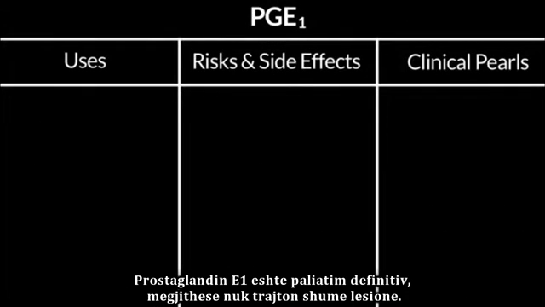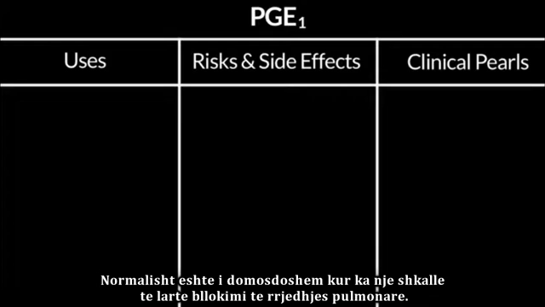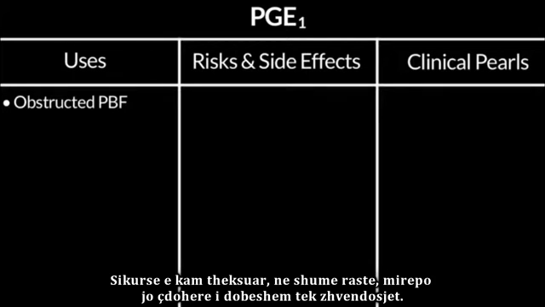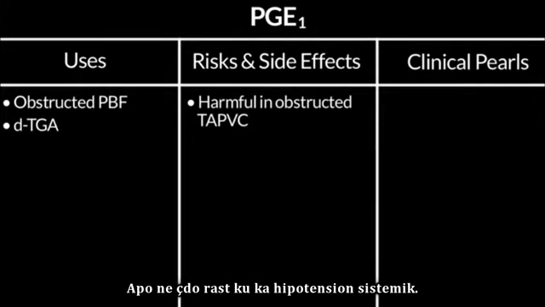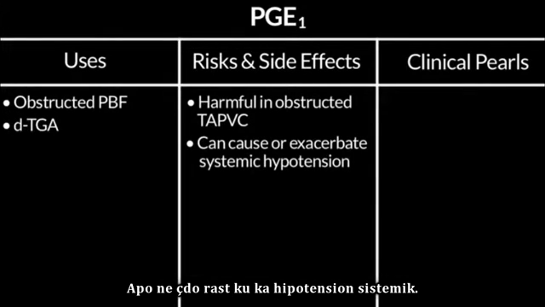Prostaglandin E1 is a definitive palliation, although not permanent therapy for many lesions. It's certainly necessary when there's high-grade anatomic obstruction of pulmonary blood flow. As I noted, it's often but not always helpful in detransposition. And as also noted, it can actually be harmful with obstructed total anomalous pulmonary venous connection, or in any case in which systemic hypotension may be non-helpful.